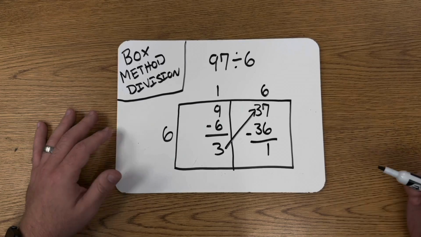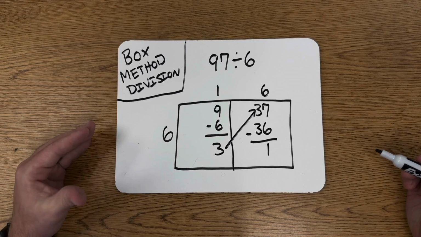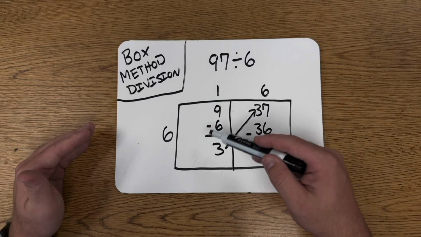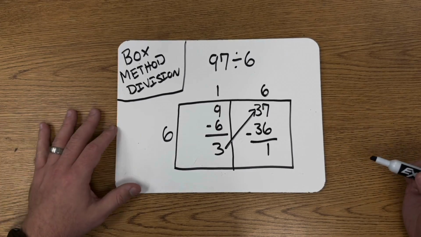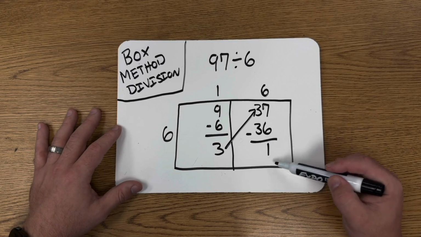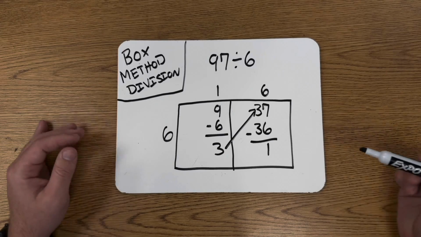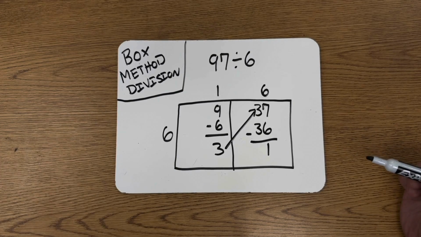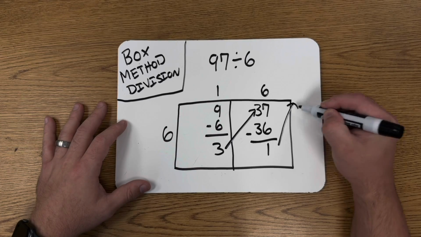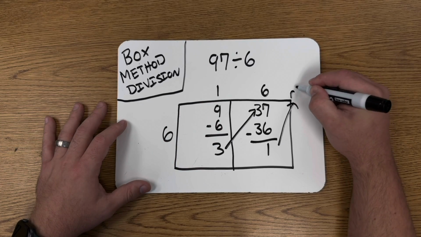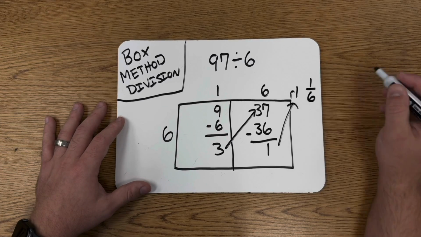Now when I look at this, I don't have anything else available to me. I cannot do 6 times 1 because we know 6 times 1 was 6. I cannot do anything lower than that because 6 times 0 is 0, which means I have a remainder left over here. I have a 1 that does not fit within my problem. So I come over here and bring that up to the top and say that I have a remainder of 1, or I have 1/6 remaining.